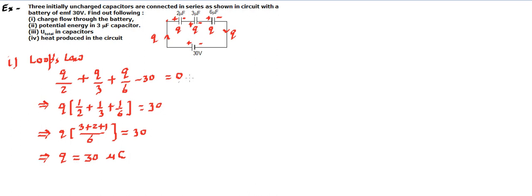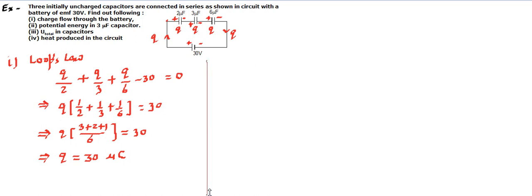Once we got the charge flown through the battery, we will say this is the charge that will be stored in all the three capacitors, because the same charge flows through these capacitors, they are in series combination. So this is how the first part is done. Once we are done with the first part, we can go for the next part as well. So let me draw a partition over here to discuss the next part.